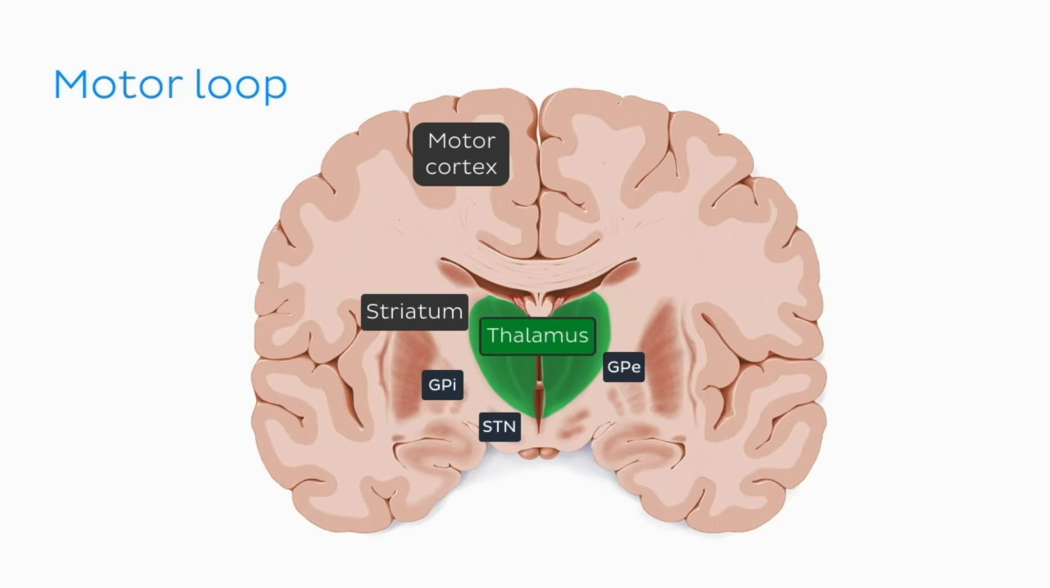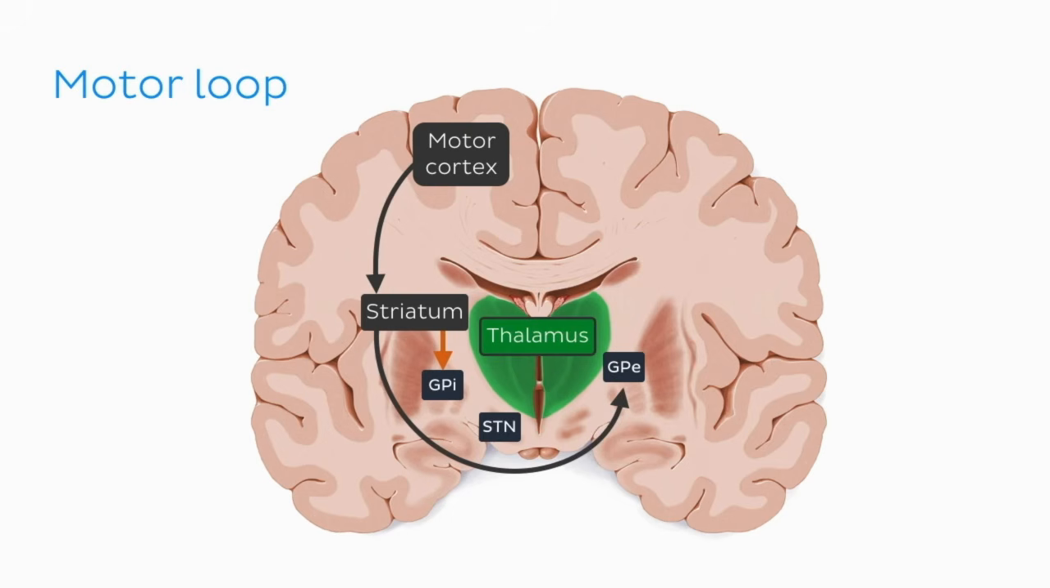But first, let me show you the basic connections that exist here. Afferent signals are sent from the motor cortex to the striatum, which in turn sends signals to both the internal and external segments of the globus pallidus. From here, the motor loop splits into two pathways.